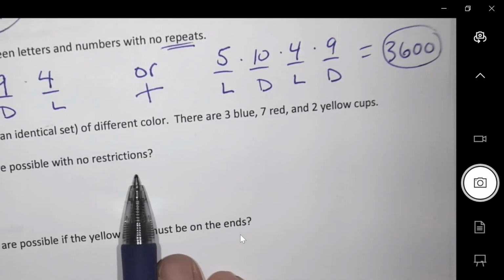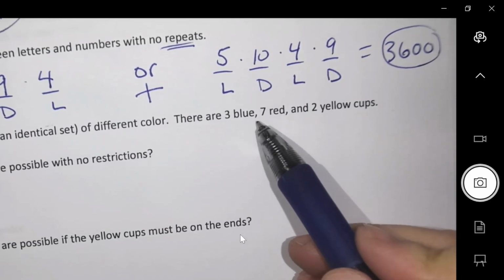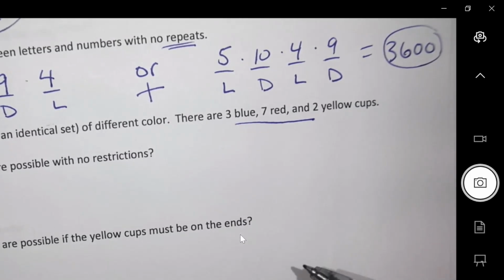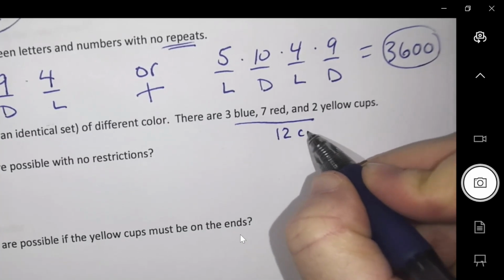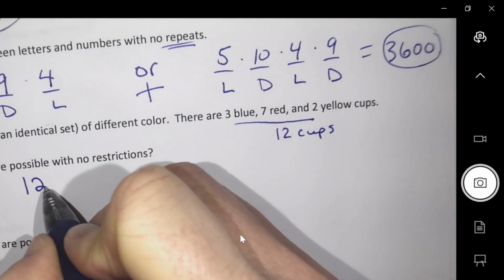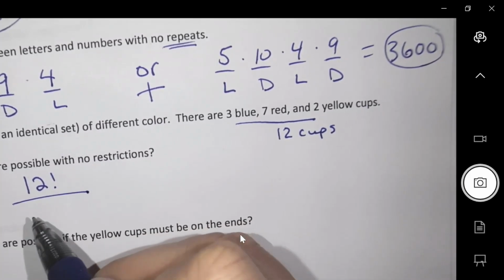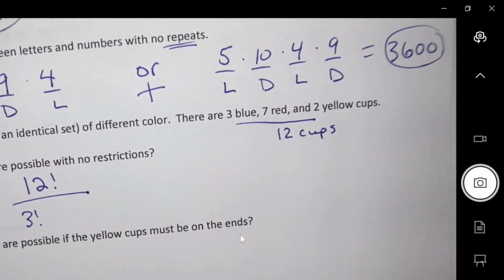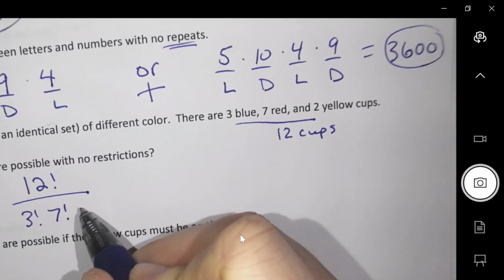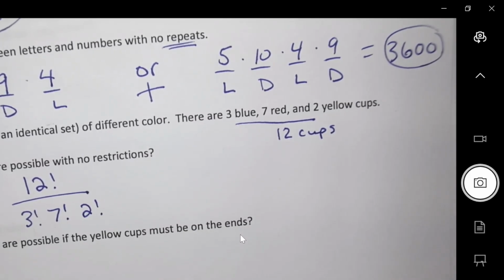So how many arrangements do I have? So 3 plus 7 plus 2 makes 12 cups. So I could move around 12 cups. But what do we know, as in the example I gave you with Dad, right? If I switch the D's, I have to cancel. So 3 factorial, I cancel the blue cups being identical, the red cups, and the yellow cups.